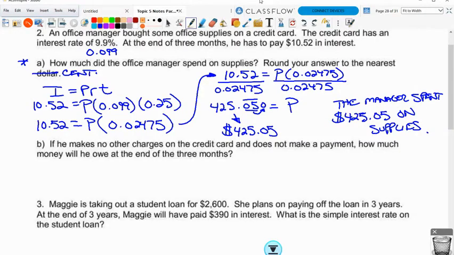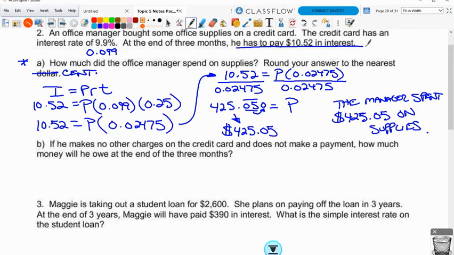In part B of this question, it says that if he makes no other charges on the credit card and does not make a payment, then how much money will he owe at the end of 3 months? Okay, so we just figured out that the office manager spent $425.05 on the supplies. The manager's going to have to pay all of that money back, and they're going to have to pay back the interest that the bank charged them for borrowing money. They told us up front here that he has to pay $10.52 in interest.